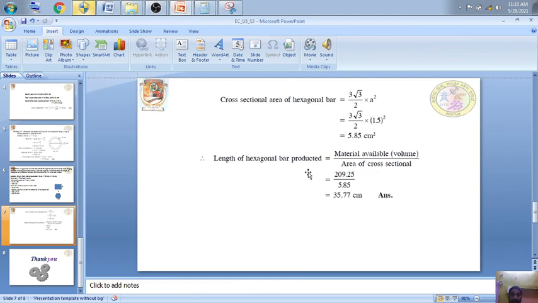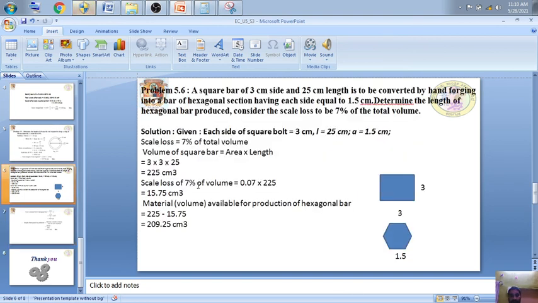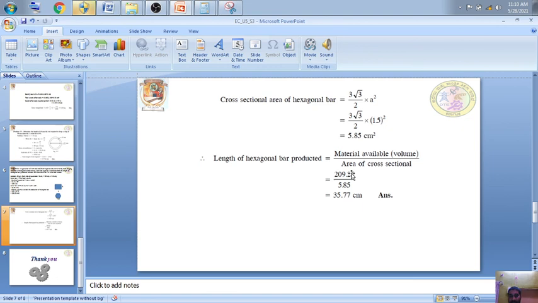We know that volume equals area into length, nothing but cross multiplication. So we have found out the volume, and this is the actual finished product volume that you have to consider here. So 209.25 is the actual material available, divided by the cross section area of the hexagon. If you divide volume by area, you will get the length of the hexagonal bar produced.